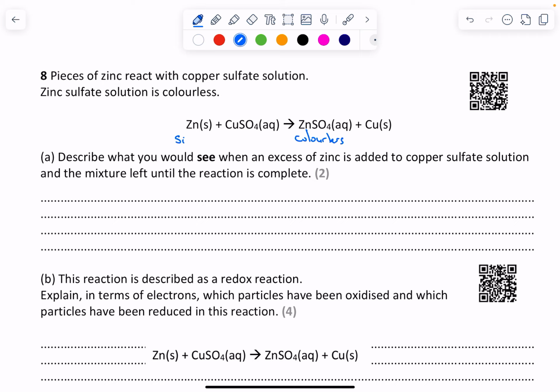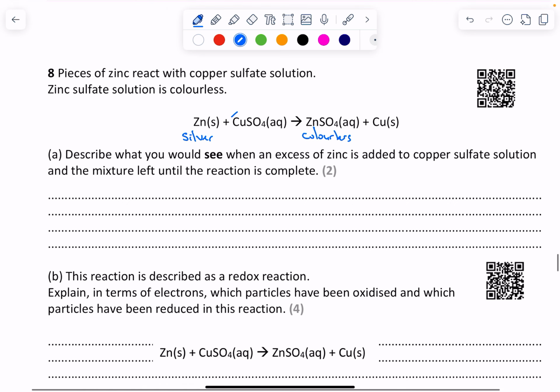Zinc is a typical metal, so that is silver. And it tells you here, the reaction is left until it is complete. Now, you might remember that copper sulfate, because we used it a few times, is a blue color, and copper metal is that kind of red-brown color. We only need to get two observations in here to get the marks.